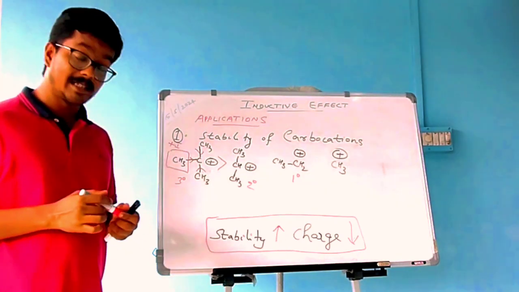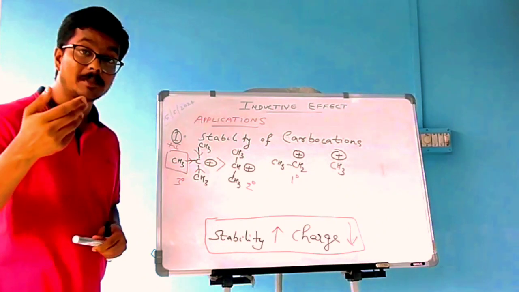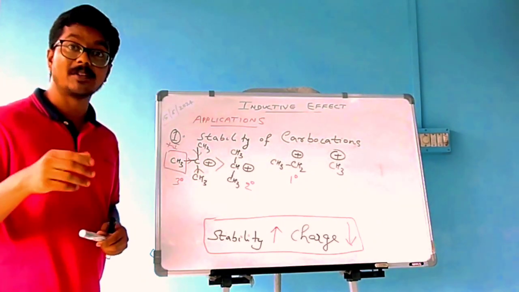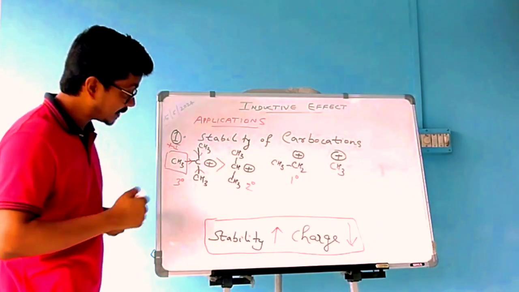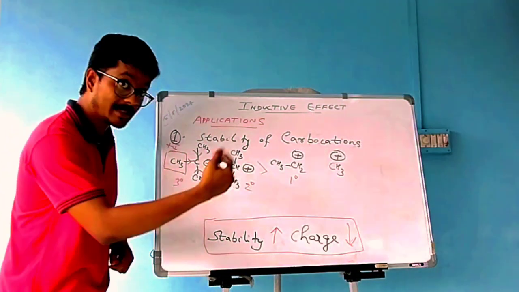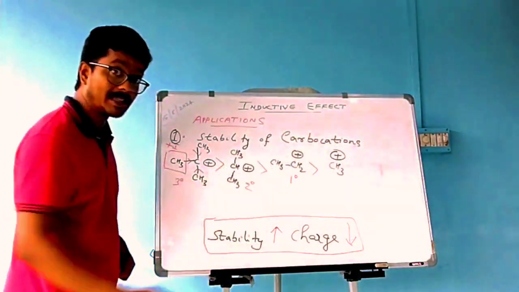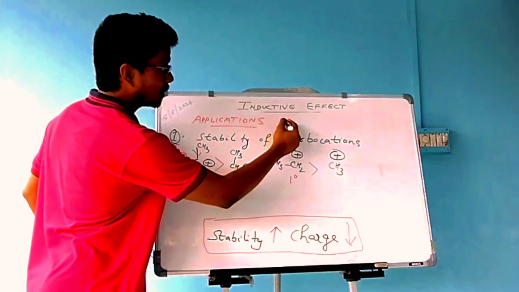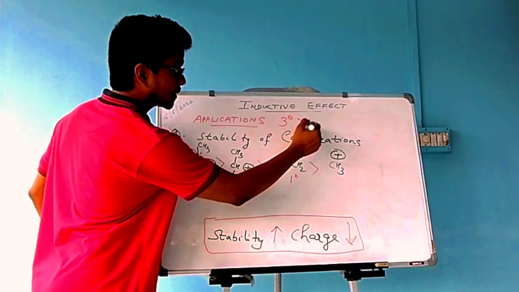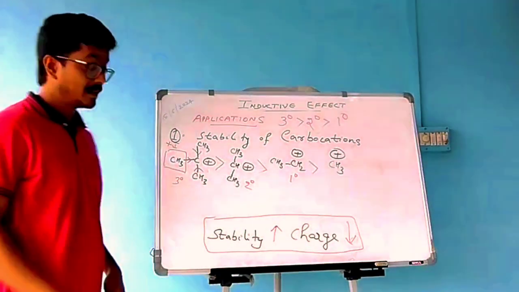We already discussed in the plus I group section that when the number of carbon atoms increases, the plus I effect also increases. So tertiary carbocation is more stable than secondary, which in turn is greater than primary, and then methyl carbocation. So the order of stability of carbocation is as follows: tertiary is greater than secondary, greater than primary.